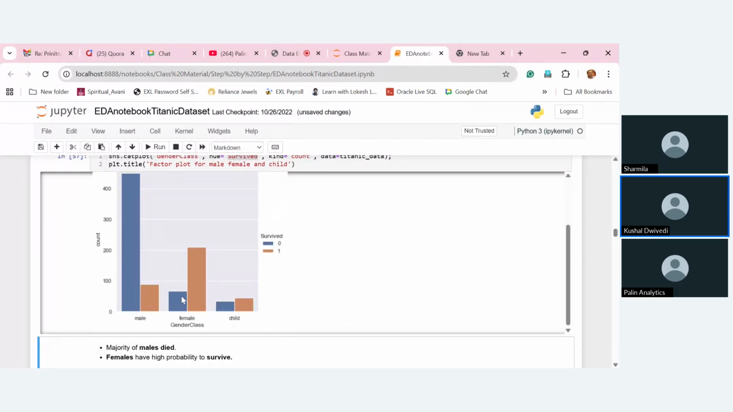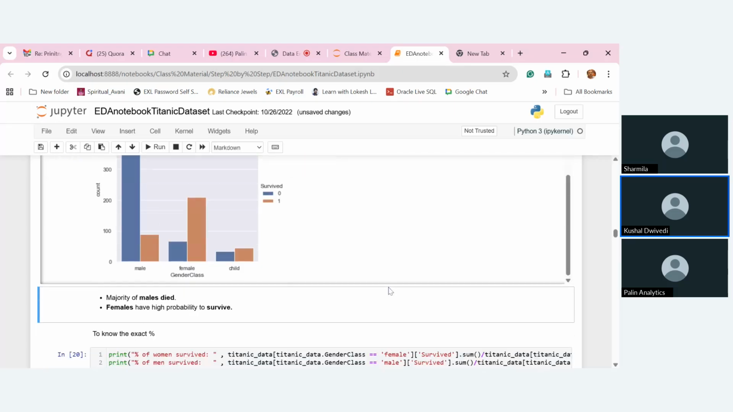In female, those who survived were way more than those who did not survive, and in children also the ratio is comparatively high for survival. So this is a general thing, because whenever any unwanted situation comes, first of all, females and children are given priority for safety, and after that, males have their own priority.